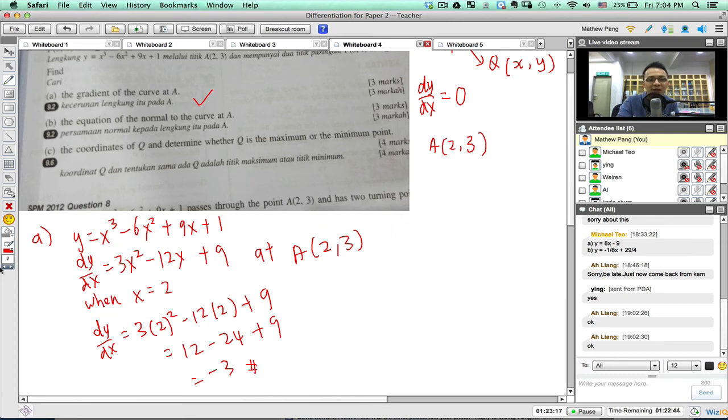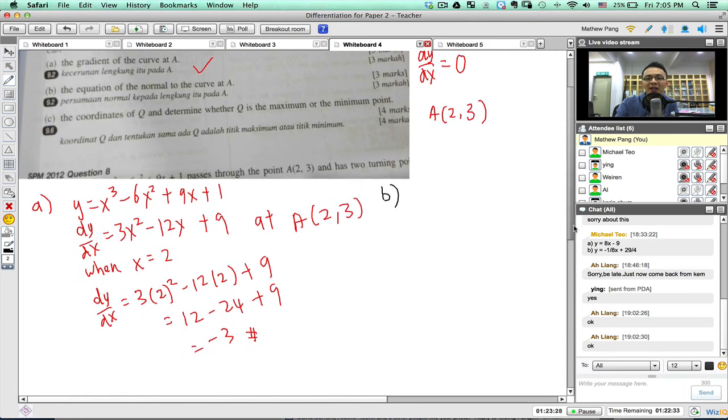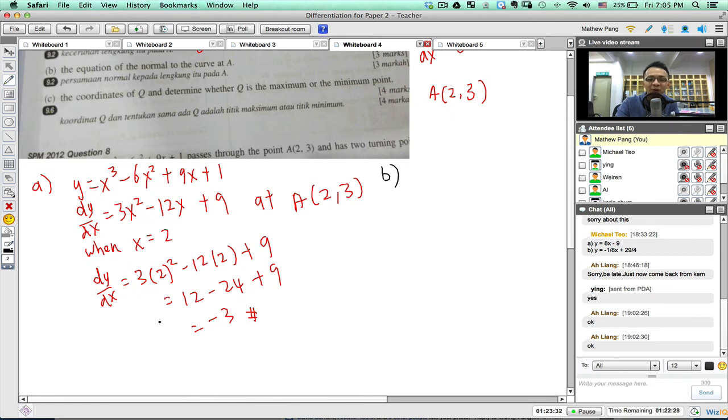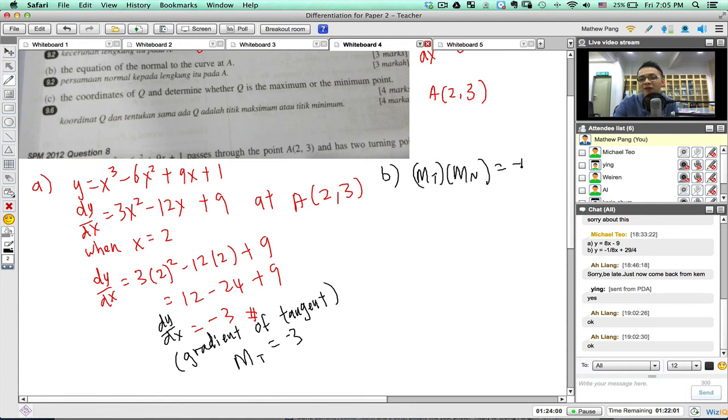Then we go to B. Let me change to another color for B, maybe use black color again. B, he asks you to find the equation of the normal to the curve. This is what we practiced at the beginning, right? So at A, dy/dx equals negative 3, and this is the gradient of the tangent, because the gradient of the tangent is the same as the gradient of the curve. Now I want to find the gradient of the normal in order to find the equation of the normal. I know that gradient of tangent multiplied by gradient of normal equals negative 1. So my gradient of tangent is negative 3, so the gradient of normal is 1 over 3, because negative and negative gives positive.